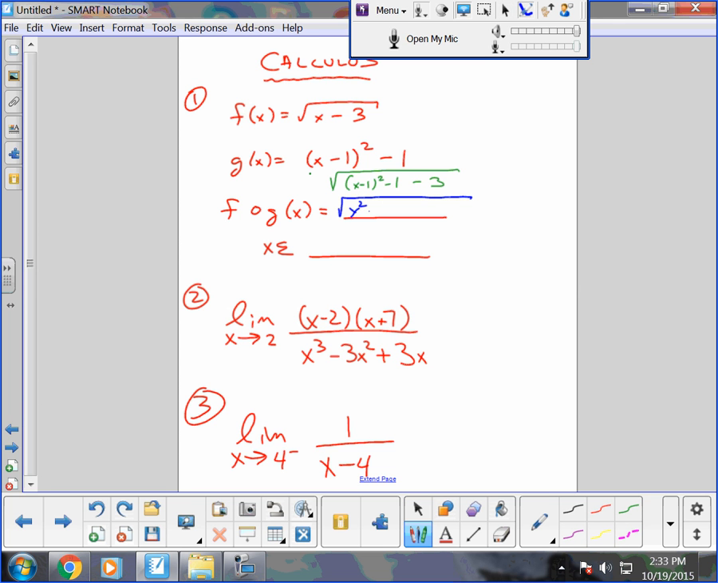So how about x squared minus 2x plus 1? So that would turn into this. The final answer should be that. When you expand the green, you'll get the blue. And that's the answer you need.